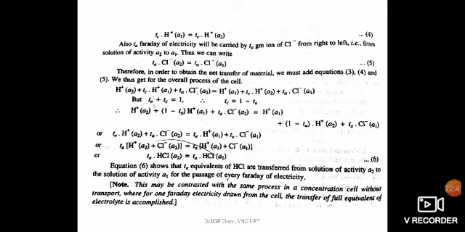So, equation 6 shows that Ta equivalents of HCl are transferred from the solution of activity A2 to the solution of activity A1 for the passage of every Faraday of electricity.